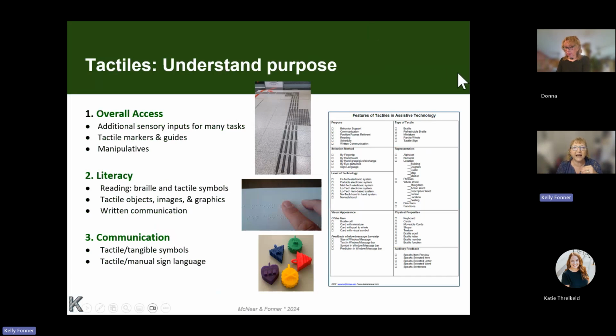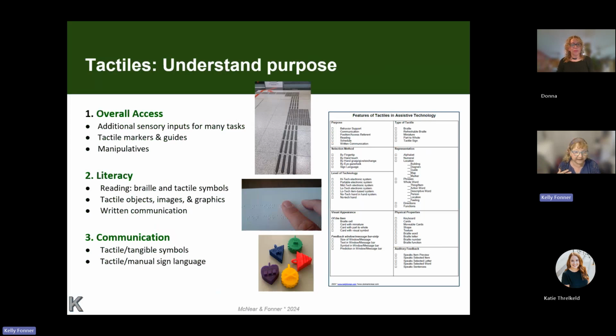So we're going to be looking at the idea of overall access. What are those things that add to the sensory input for our tasks? We're going to be looking at things that are tactile markers and guides. So things that might be about physical access to where you're going, but also tactiles that may be on the surface of a product that you're using. Of course, we're going to be talking about manipulatives.